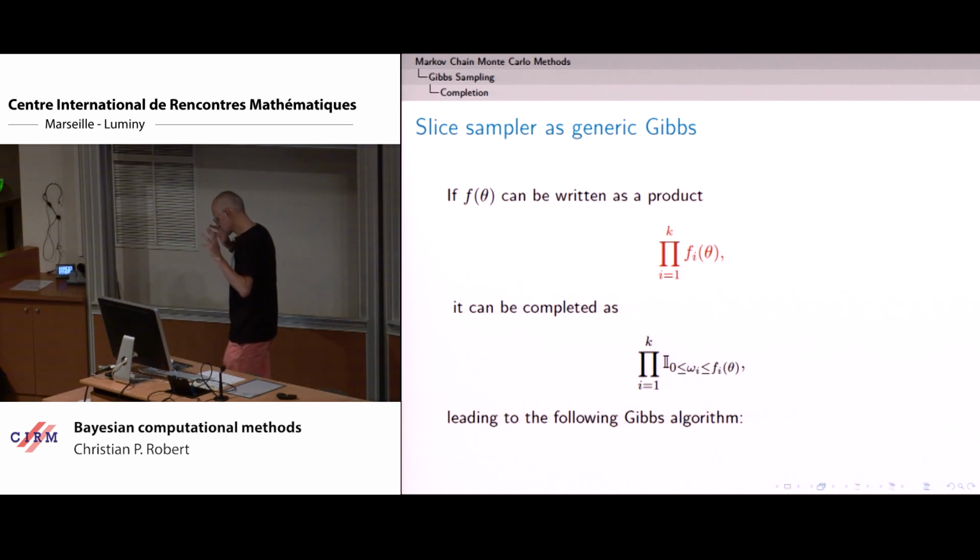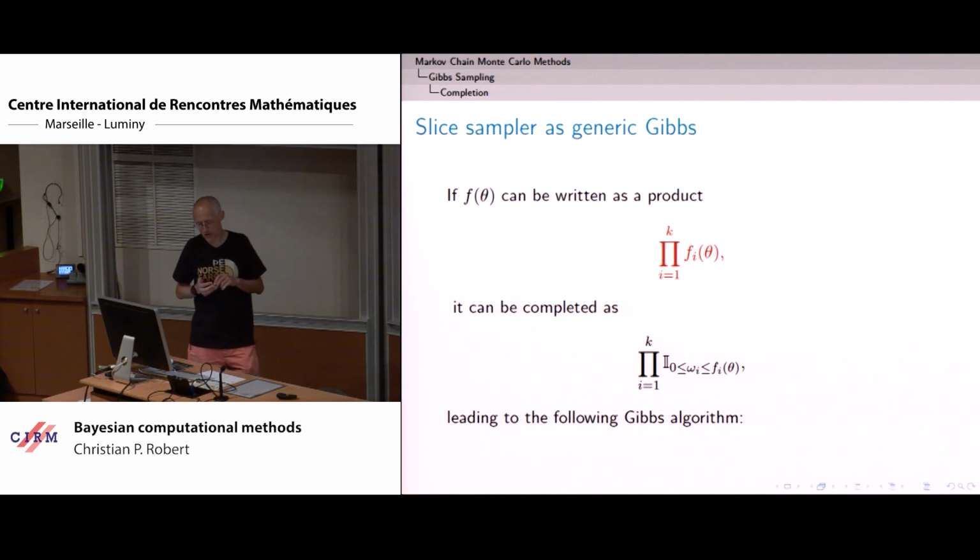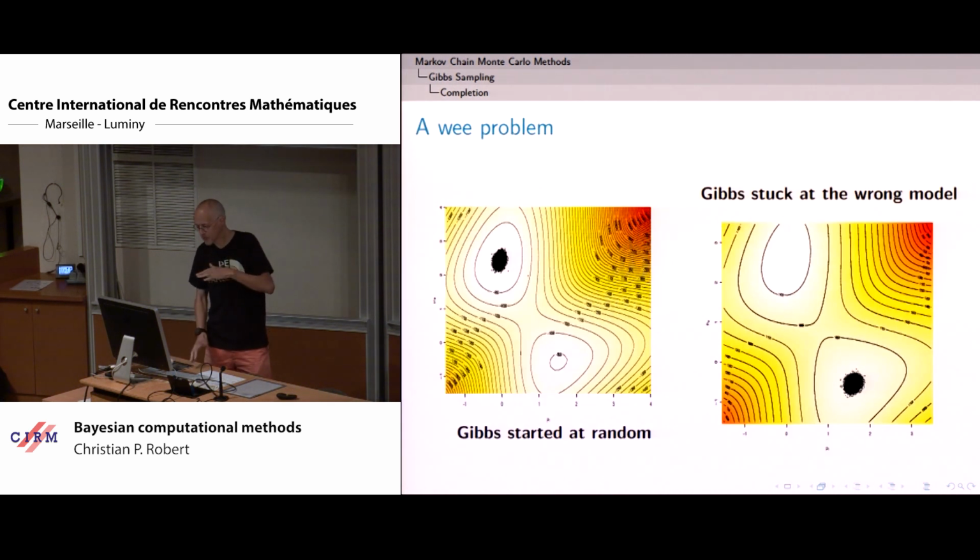Meaning that you have to find alternatives or band-aids to solve this problem, and one is to use tempering that I will not mention here to lower the gap between the modes. So there is something called parallel tempering, where you take this target to a power less than 1, and that flattens everything on the surface, and that allows Gibbs to move more easily between the modes.